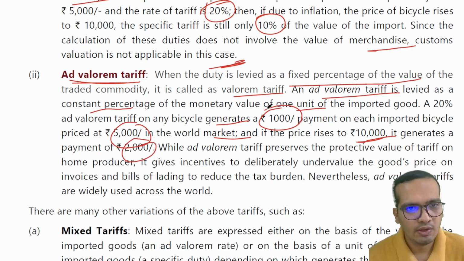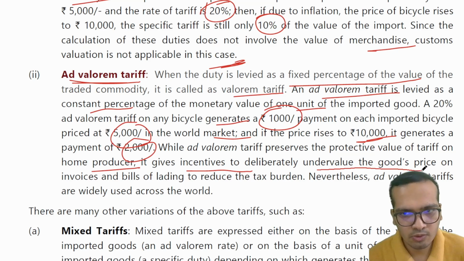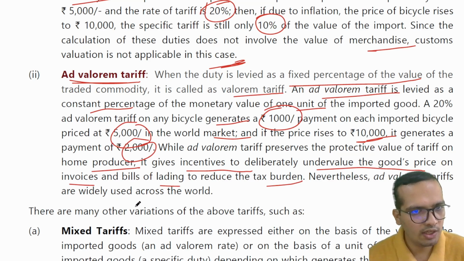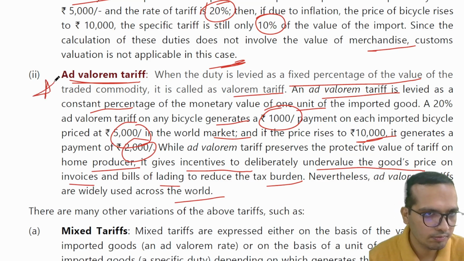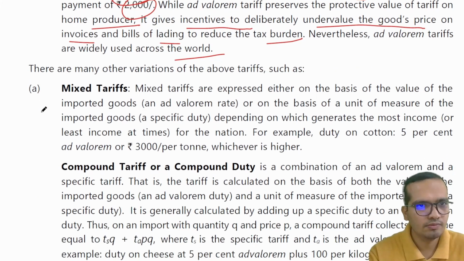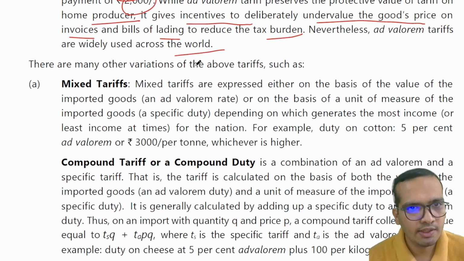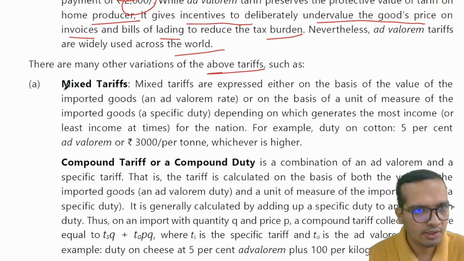While ad valorem tariff preserves the protective value of tariff for home producers, it gives incentives to deliberately undervalue the goods price on invoices and bills of lading to reduce tax burden. मतलब जानबूझ के इसका प्राइस कम रखते हैं ताकि टैक्स कम लगे. Nevertheless, ad valorem tariffs are widely used across the world. ये ज़्यादा फेमस है. Then there are many other variations of the above tariffs such as mixed tariff.